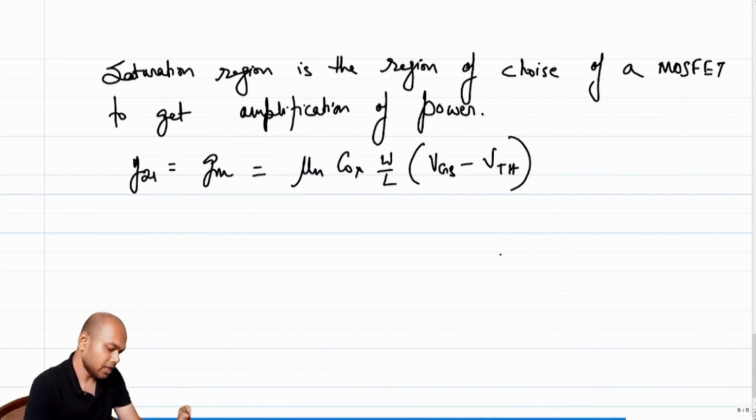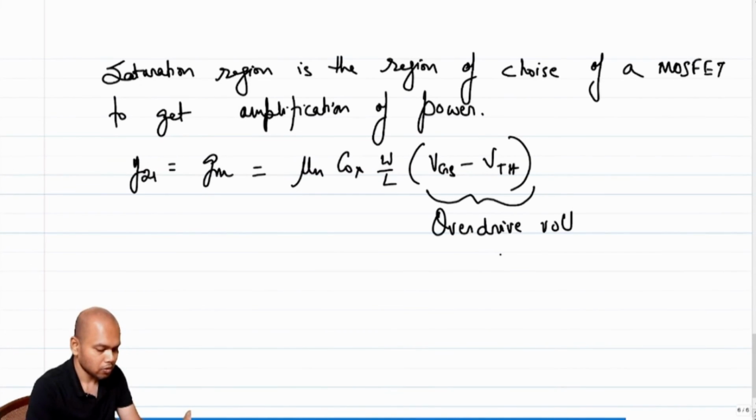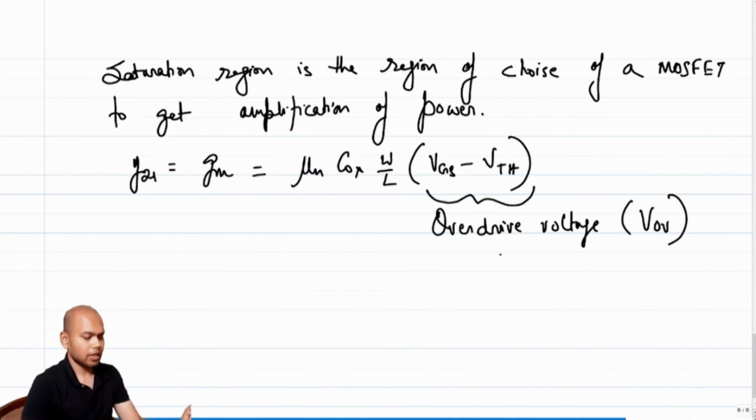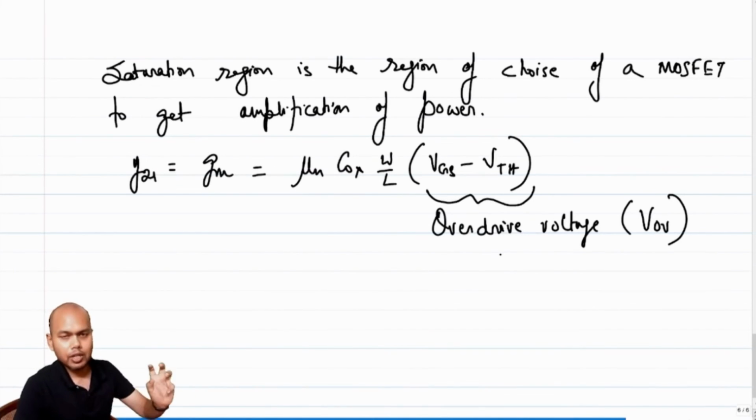One more piece of jargon. This VGS minus threshold voltage is often called the overdrive voltage, or VOV, right? So the reason we call it the overdrive voltage is because not only do you need the VGS to be at least equal to the threshold voltage, you need VGS to be higher than the threshold voltage in order to get the MOSFET to work.